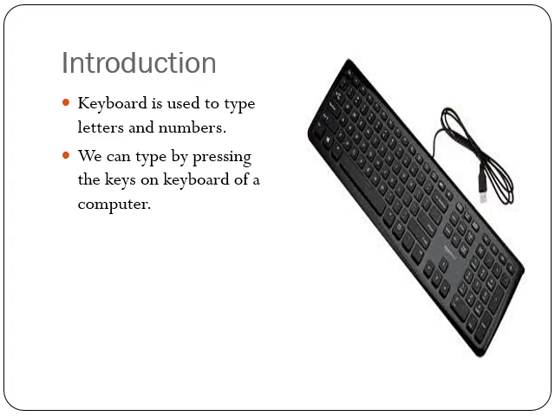Keyboard is used to write letters and numbers. We can type by pressing the keys on a keyboard. So you can see the buttons are there. These buttons are called keys, and each key has either an alphabet, number or any symbol or function. If you press the keys, you can write on the computer monitor. You can see a wire here. With the help of this wire, the keyboard is attached with the CPU of the computer.